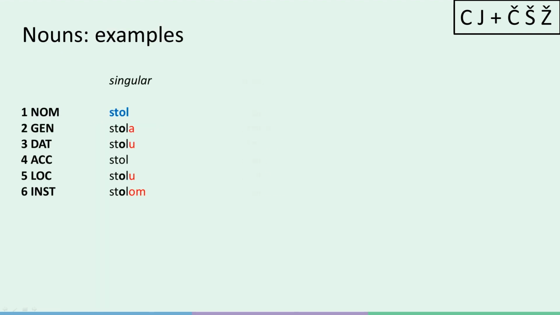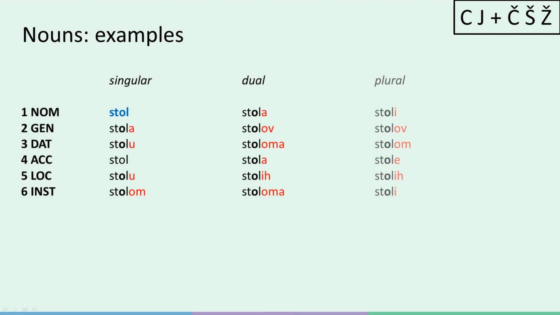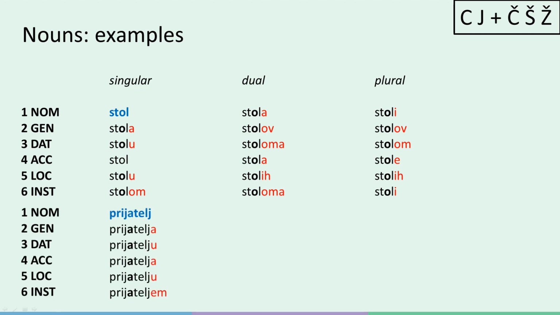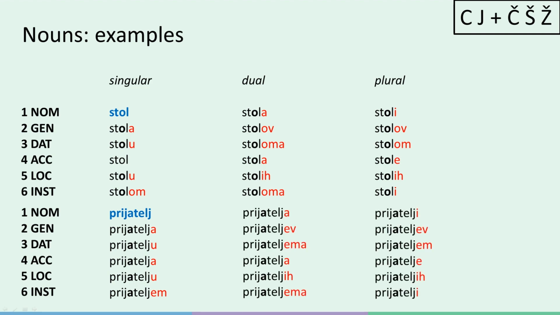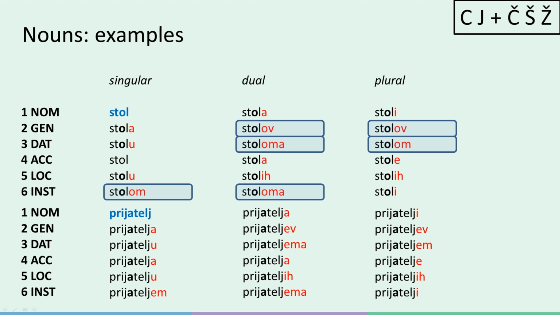Masculine singular, masculine dual, masculine plural. Stol means chair. And again, singular, dual, and plural. Prijatelj means friend. Note it ends in a j. Let's point out all case endings that include an O. As we've said, in the singular, this only holds true for the instrumental.